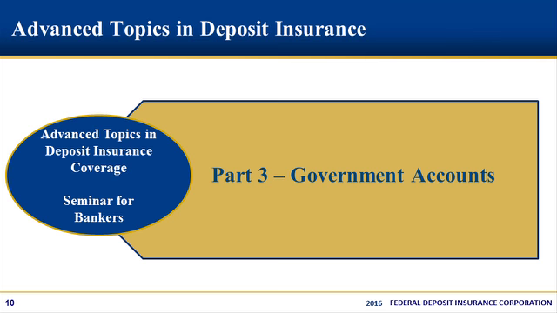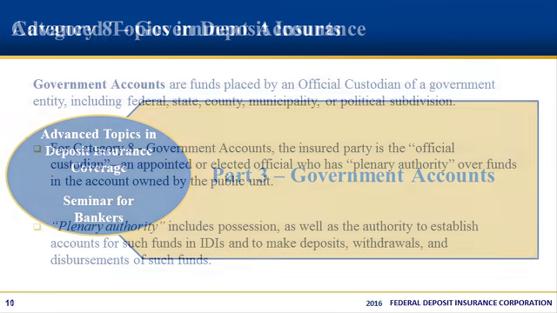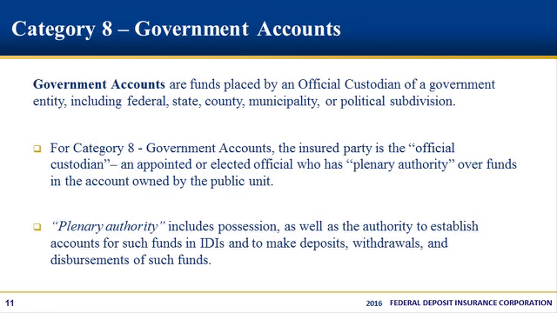Part 3, Government Accounts. Our 8th ownership category is titled Government Accounts, or sometimes they are referred to as Public Unit Accounts. As with business entities, there is only one category that applies to government accounts. So what is a government account? A government account is a deposit placed by an official custodian of a government entity, including federal, state, county, municipality, or political subdivision.